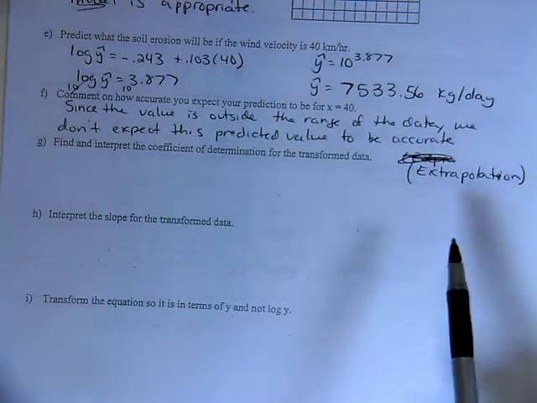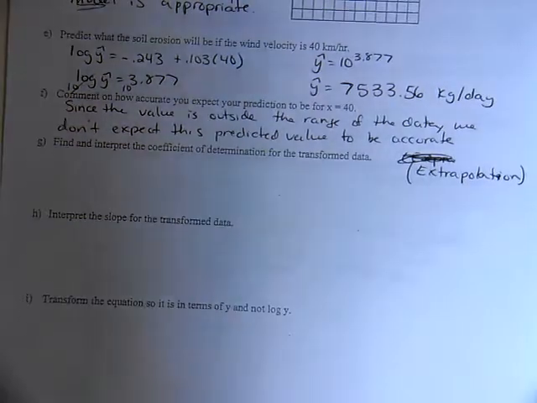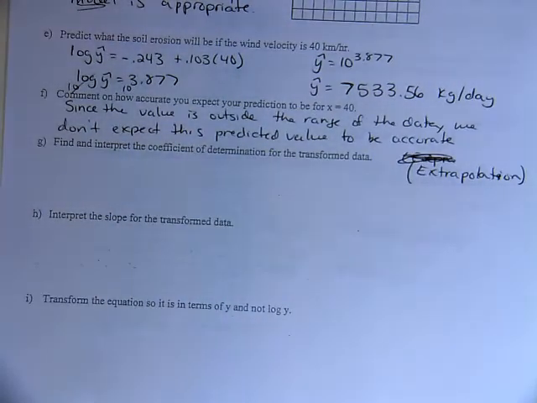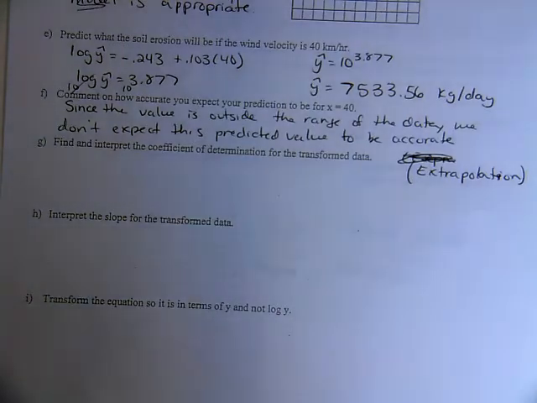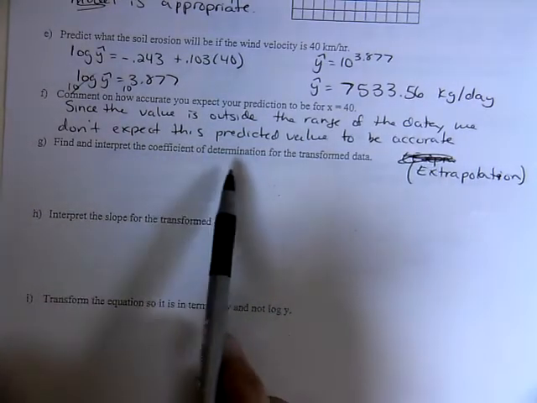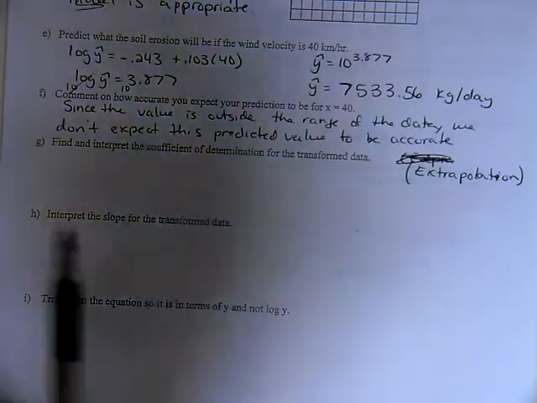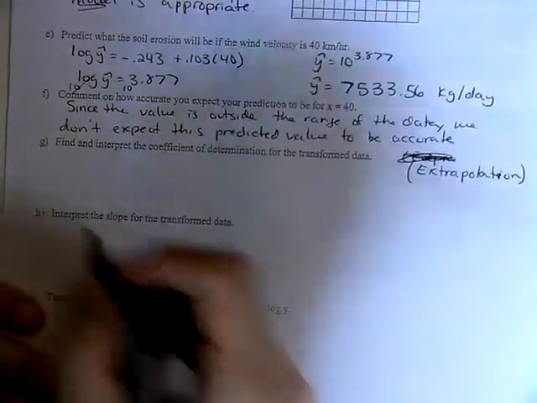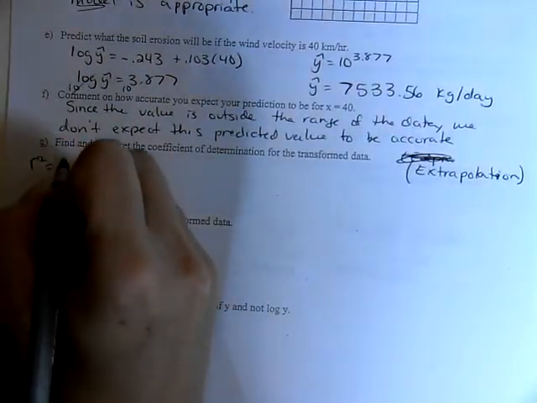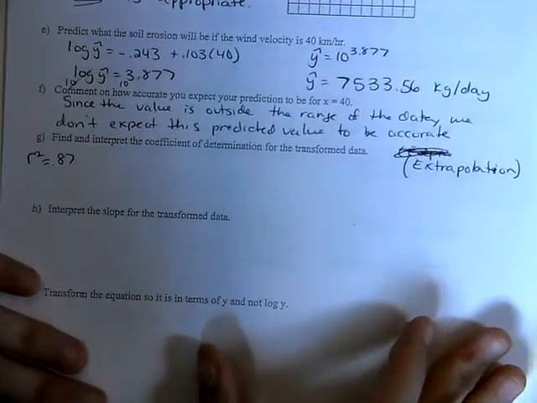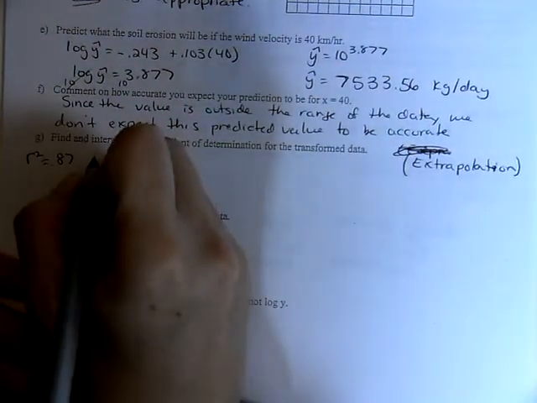And we talk about that with the second part of the M&M worksheet with the AIDS model, about how if you were to predict the amount of AIDS cases in like 2006, it's like some million people, and really it hasn't been that, because that's outside our range of our data. So find and interpret the coefficient of determination for the transformed data. Instead of going back and doing the whole thing again, I'll just tell you R squared is 0.87. So now we just got to memorize our interpretation.